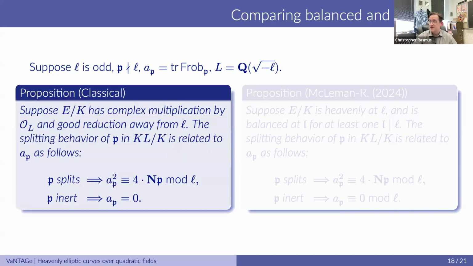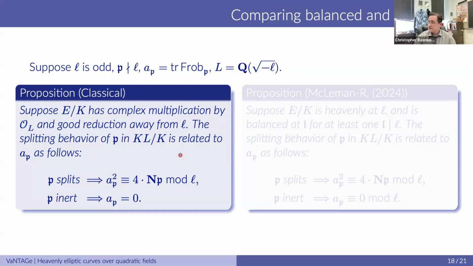Let's first talk about what's known classically for curves with complex multiplication. If I have complex multiplication by the maximal order, and I have good reduction away from this one prime L, then the splitting behavior of primes over K in the compositum between K and the CM field is tied very closely to the trace of Frobenius. So when the prime splits, you get this congruence satisfied by the trace of Frobenius: AP squared has to be 4 times the norm of P. And if P is inert, we actually get the very famous result that the trace is exactly 0.